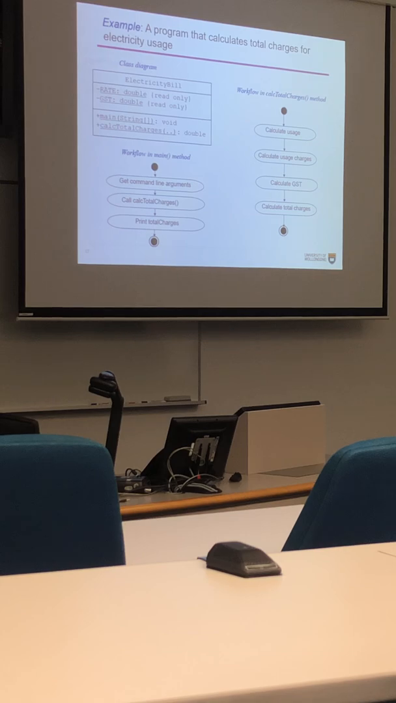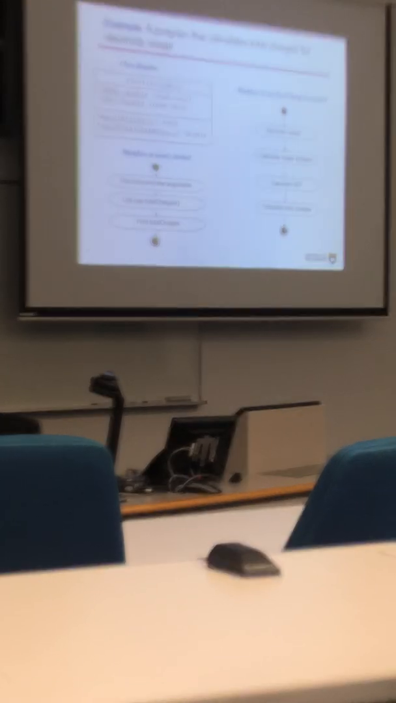So, a program calculates the total charges for electricity usage. For example, I have a class called ElectricityBill. I have two constants, one for the rate and one for the GST. I have the main method, which is public, and I also have calculateTotalCharges, which is another public static method. In NetBeans, you use underscore to specify that this is a constant or a static variable.